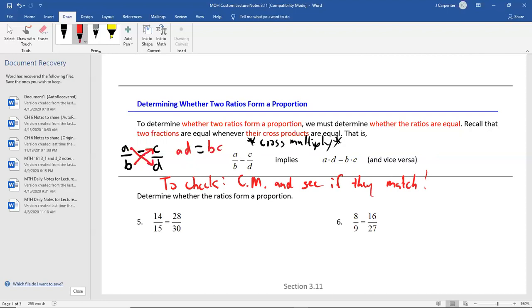Okay, so for 5, we're going to take the 14 times the 30. The 14 and the 30 get multiplied. And then we're going to set that equal, and we're wondering if this is true, so I'm going to put a little question mark over that. And then we take that 15 times the 28. Or you can write the 28 first. You can write the 15 and the 28 on the left of the equals, the 14 and the 30 on the right of the equals. It's not going to matter as long as you're taking a top times its opposite bottom.